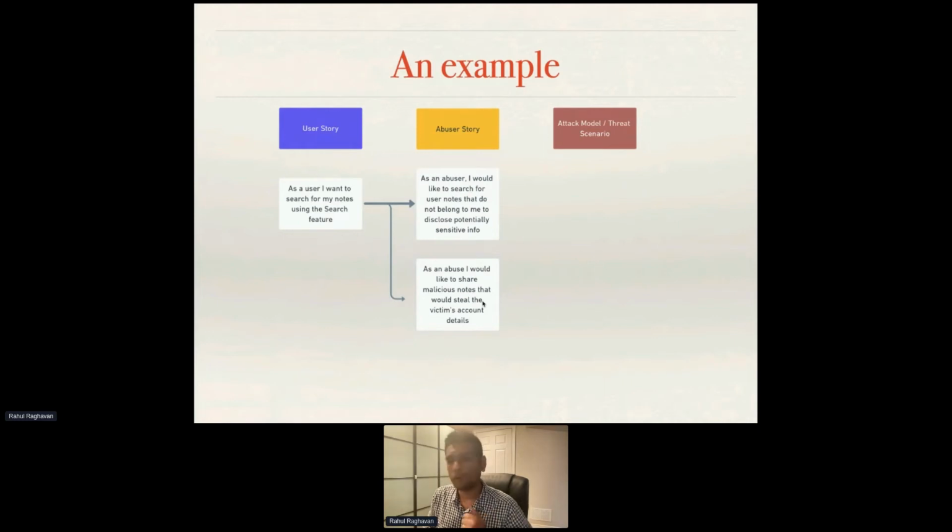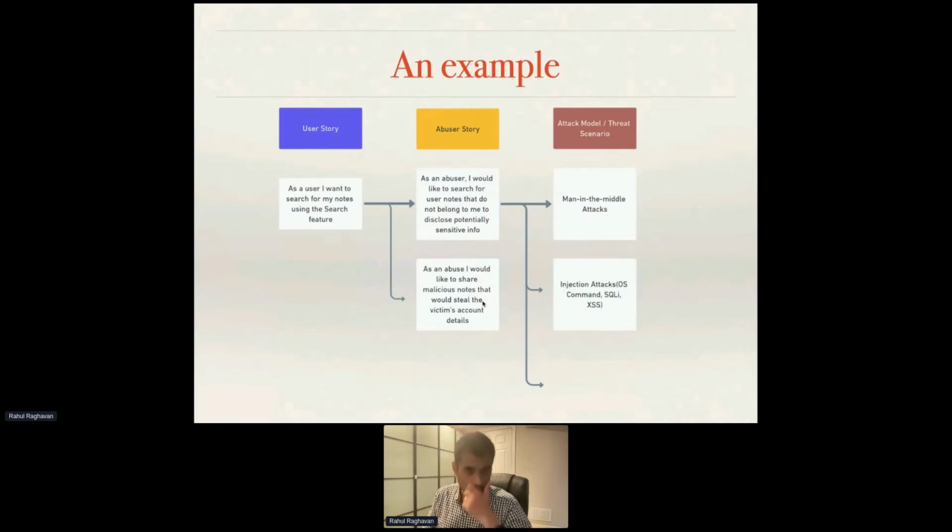Now, let's say I want to exploit the first abuse case, which is trying to disclose sensitive information. I could do that in one or more ways. Let's say I could do that in three ways. One way is using man-in-the-middle attacks. I could do that using injection attacks, or using a URL redirection scenario. The man-in-the-middle, the injection, or the URL redirection are ways in which my abuser story would come to life. So I would call them the attack models. This is an example of how one user story eventually translates to three attack models.